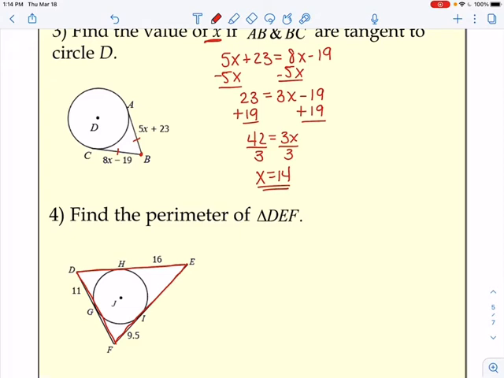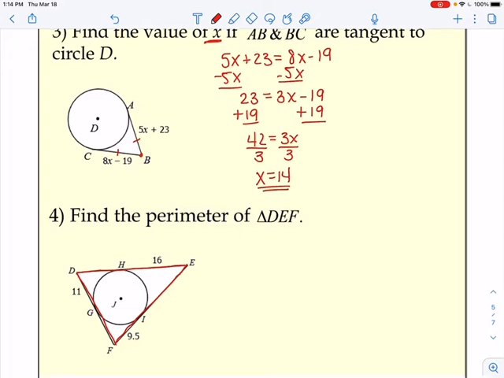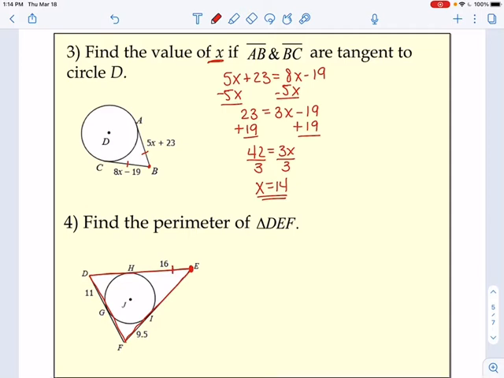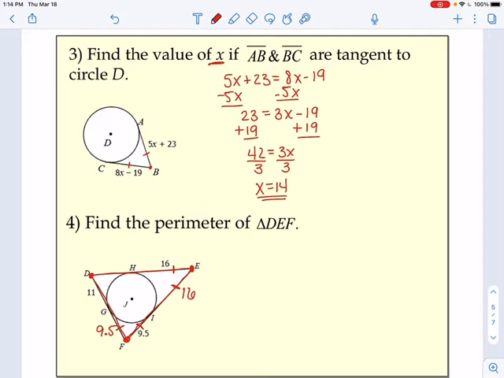And if they're tangent, that means that here at E, this piece is going to have to be congruent to that piece, which means if that one side is 16, this side is going to be 16. And then the same thing's going to happen down at F. If this side is 9.5, that means this side is going to be 9.5. And the same thing's going to happen at D. If this piece up here is 11, that means that this piece over here is 11.